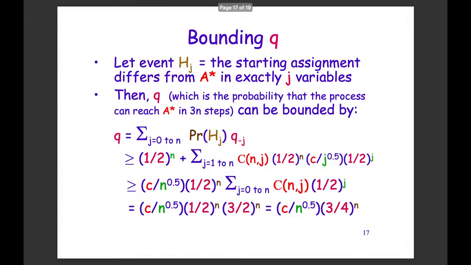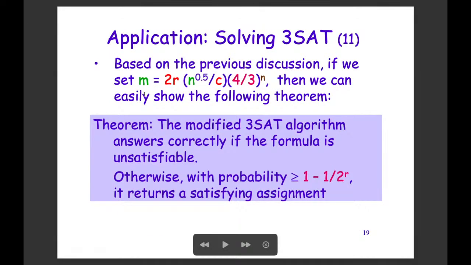So M should be set to 1.333 to the power n multiplied with the log of n, where the log of n that I mentioned here can be replaced by 2 times r. In general, if I set it to be log of n, then you will see that the algorithm will be successful with high probability, because the failure probability will now become 1 over n. Is that okay? So this is what we can do.